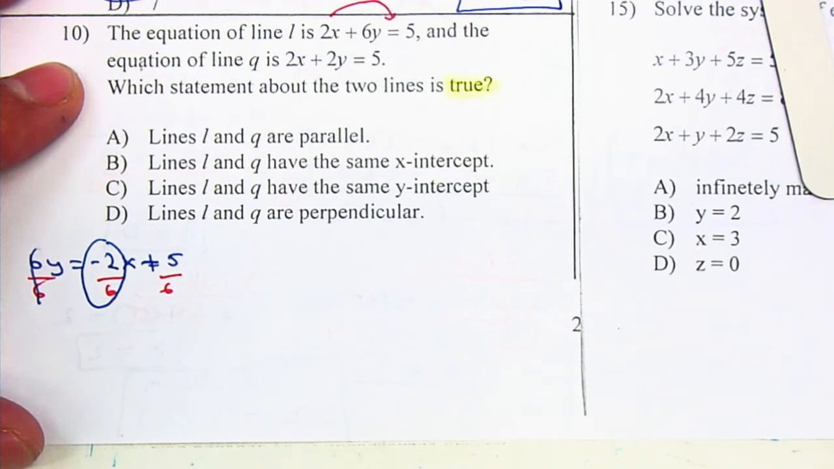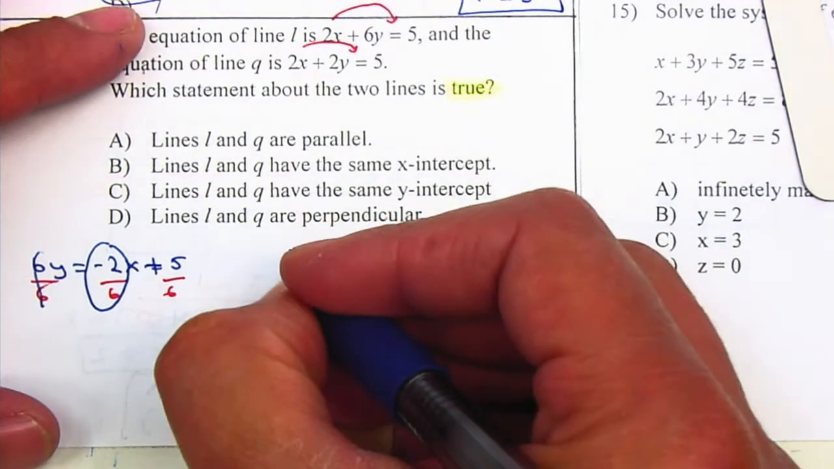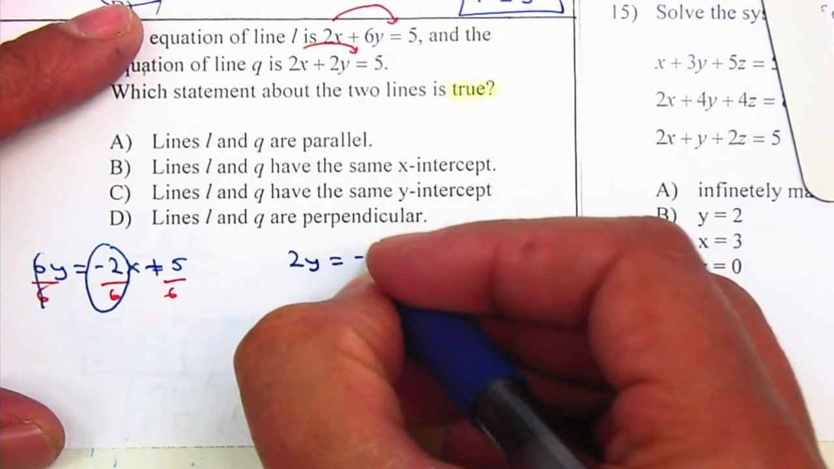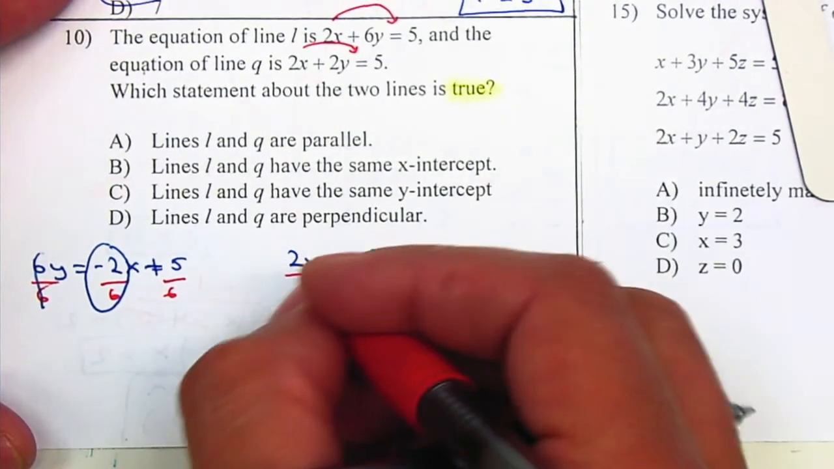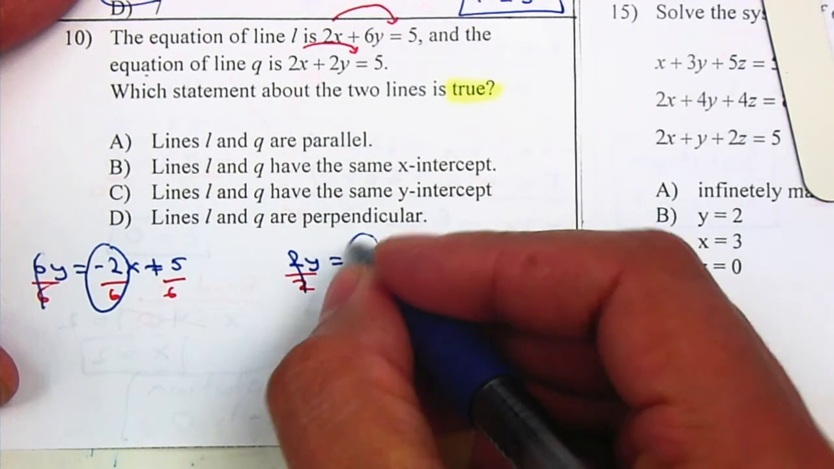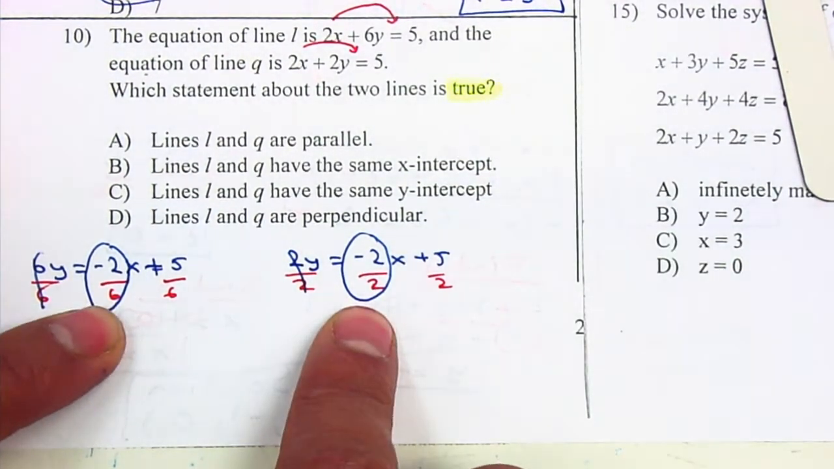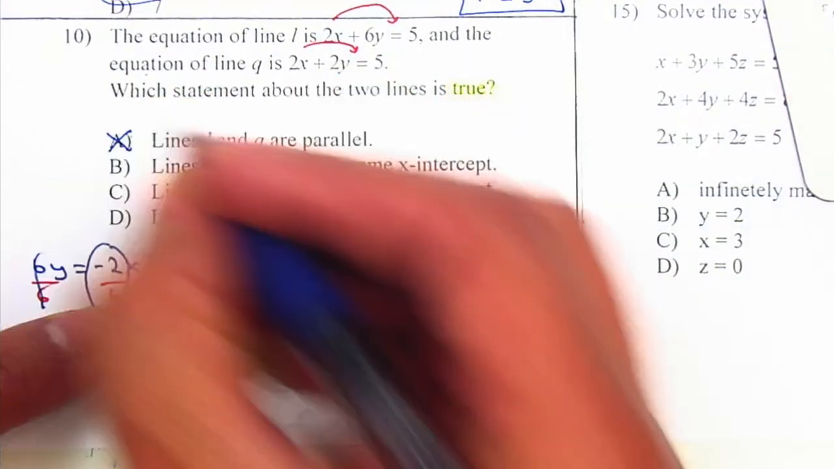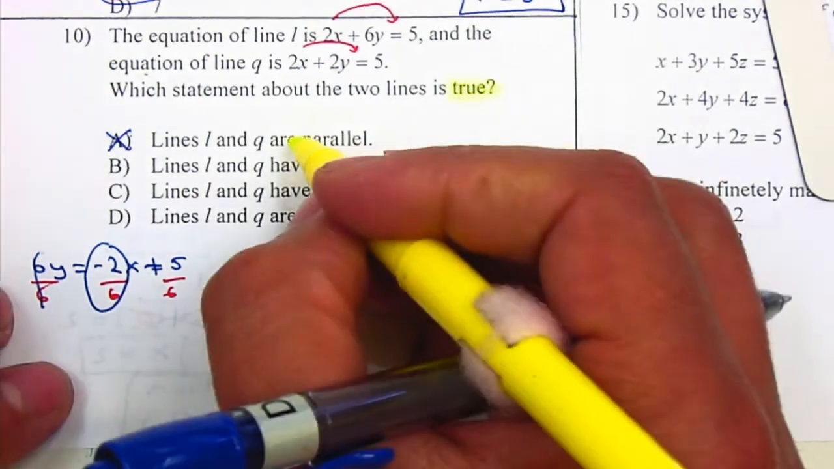I'm going to do the same thing with the other equation. Move the 2x to the right hand side to place in slope-intercept form. 2y is equal to negative 2x plus 5. I'm going to divide by 2, divide by 2, divide by 2. That cancels. This is my slope. Are the slopes the same? No. Now, since we already have the slope, we can determine that they're not parallel.